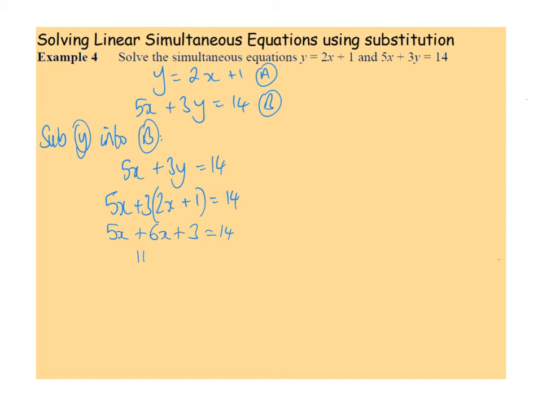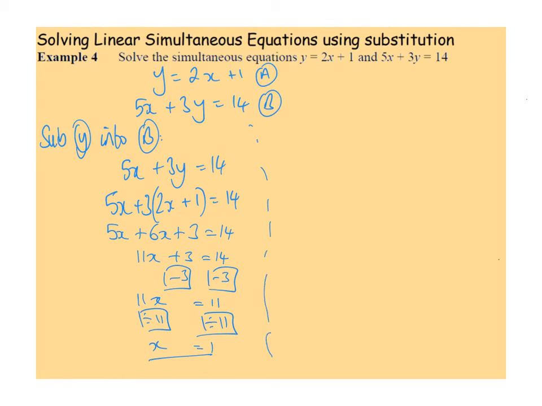Simplify the left-hand side. Subtract 3 from both sides. And divide both sides by 11. And we get x equals 1. And then from here, it's the same as we did previously. So once you've got one answer, substitute in to get another answer.